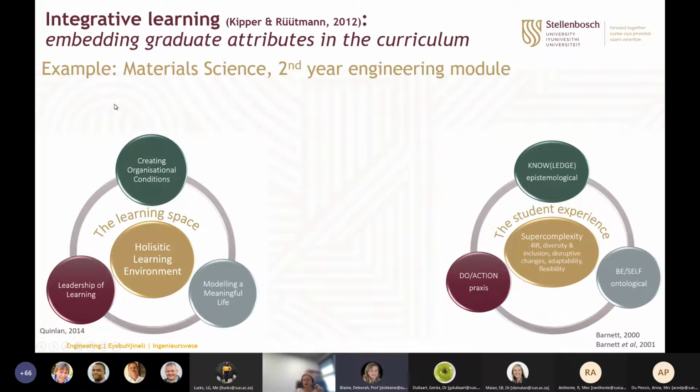The example that I'm going to use is for material science. This is a module that I've taught for 15 years on and off. It's a second year engineering module. When I started in 2007, there were about 180 students in the class, and now we are close to 400 students in the class. It's a very theory intensive module with a thick textbook and not so much application. So in other words, it's an engineer's worst nightmare.